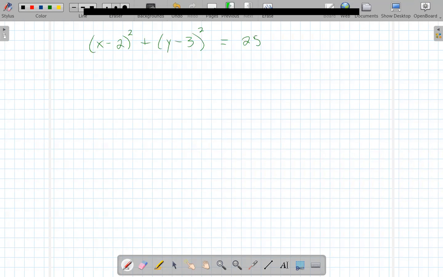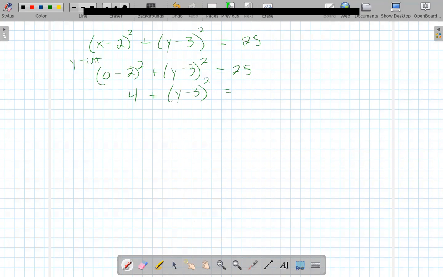Then we were looking for y-intercepts, so we let x equal 0. So that gave us 0 minus 2 squared plus y minus 3 all squared equals 25. And the obvious thing to do first, I think most people would realize, is say, well, 0 minus 2 is negative 2, and negative 2 times negative 2 is positive 4. And we get to this point right here.